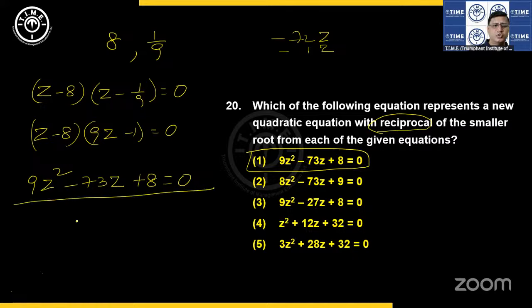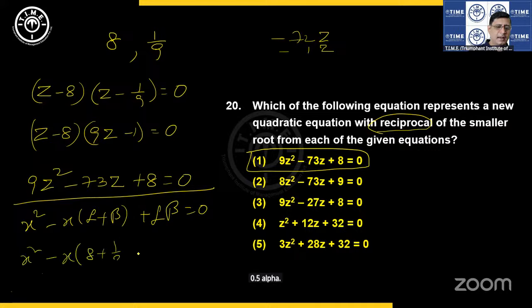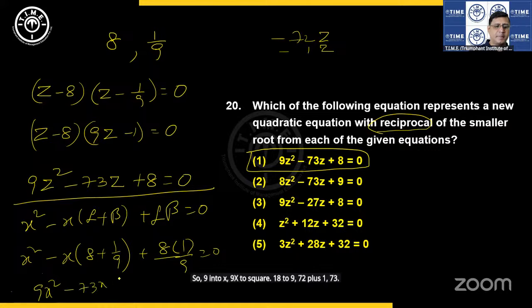Another way to answer the same question. Look at this one. x square minus x of alpha plus beta plus alpha beta is equal to 0. x square minus x of 8 plus 1 by 9, plus 8 into 1 by 9 is equal to 0. Here 9 is the LCM. So 9 into x, 9x square. 8 into 9, 72 plus 1, 73. Plus 8 is equal to 0.